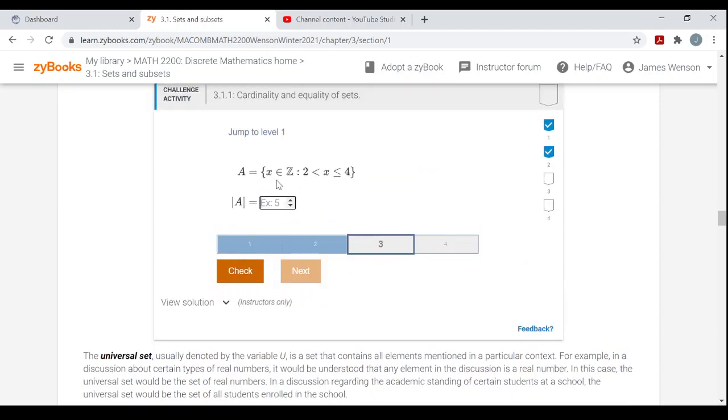Another cardinality, but this time the set is written out in set builder notation. Set A here is all the integers, and that's what that Z stands for there. All the integers between 2 and 4, not including 2, but including 4. So 2 is not included, but 3 would be, and 4 would be. So this set is just the set with 3 and 4 in it. That's 2 elements. The cardinality of A is 2.